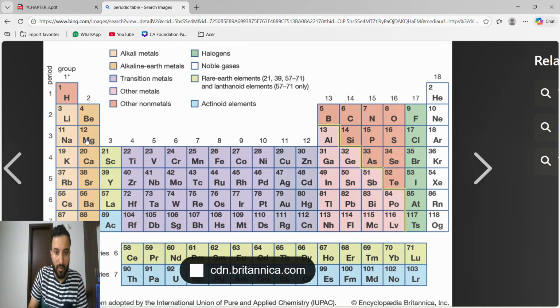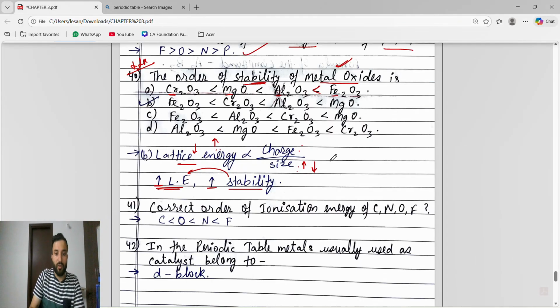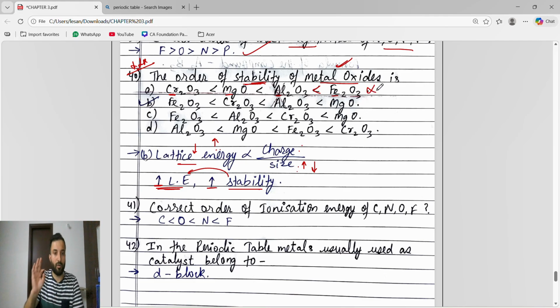Magnesium is 12, chromium is 24. So guys, see, Fe is having the highest size. If size is more, its lattice energy is less. If lattice energy is less, it means stability should be less. So Fe stability should be less. So that's not possible. Now here you can see Fe stability is less.